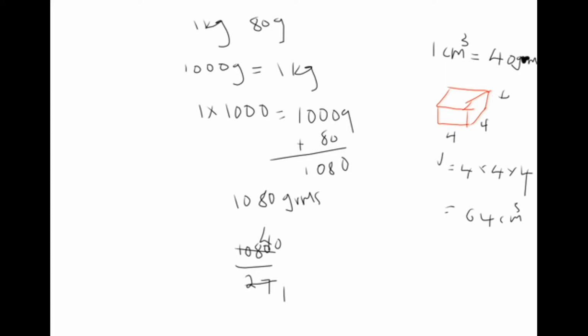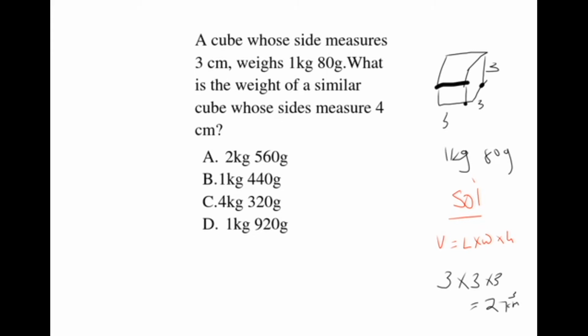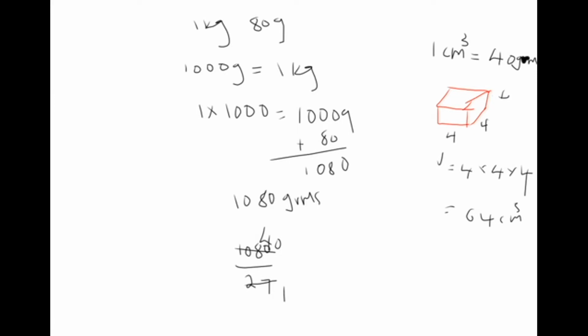Then we know that 1 centimeter cubed is equivalent to 40 grams. Therefore, we have 64. 1 centimeter cubed is equal to 40 grams. Therefore, we shall have 64 times 40. We shall get 2,560 grams.